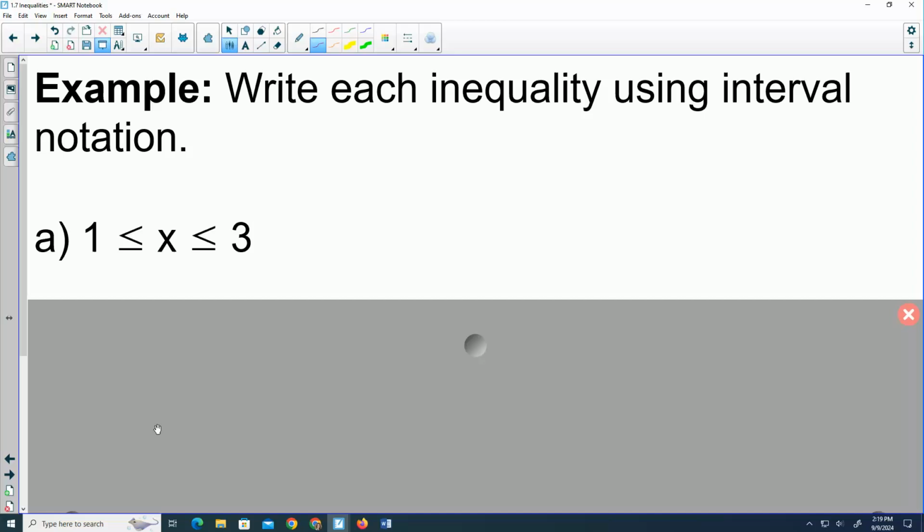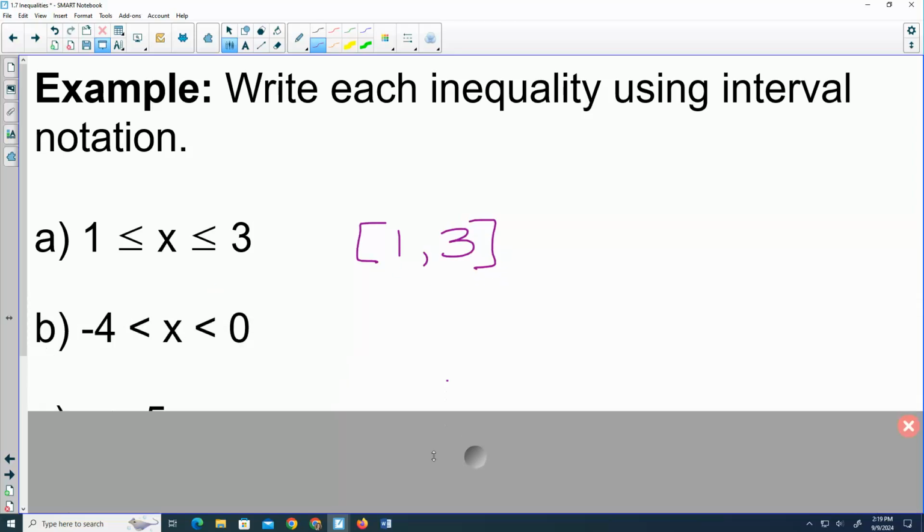So this one, if I'm looking at that, this says 1 is less than or equal to x is less than or equal to 3. So in my interval notation, the equal to tells me I get a bracket. It starts at 1, comma, ends at 3, also an equal to, so bracket. Always goes small to large. No variables are involved in this. You just do starting and ending point.